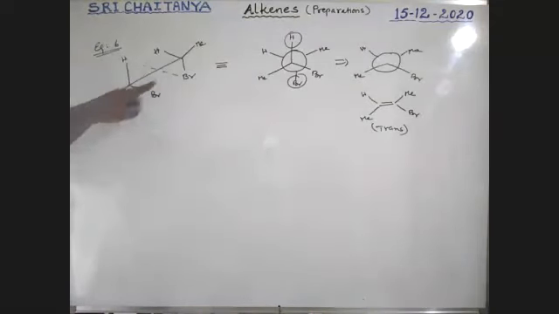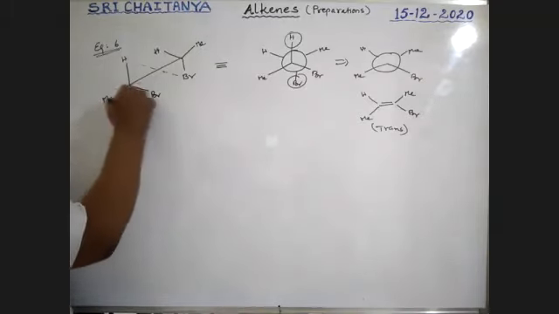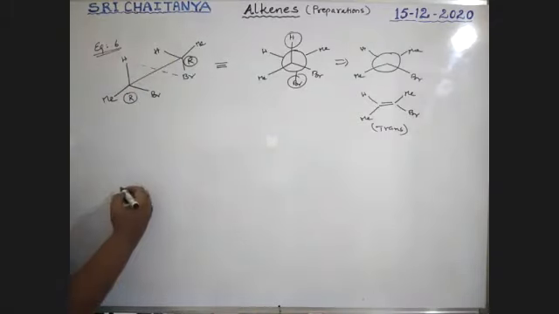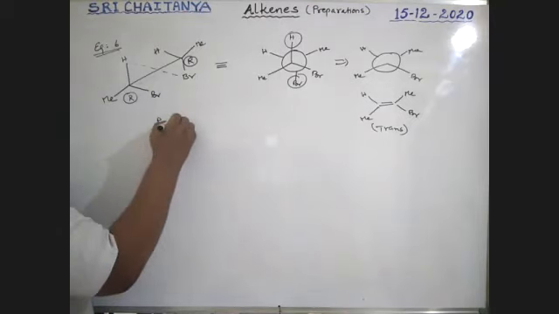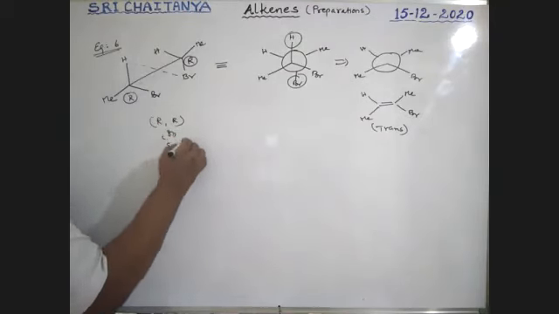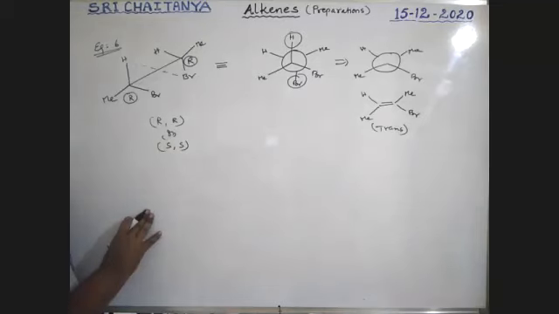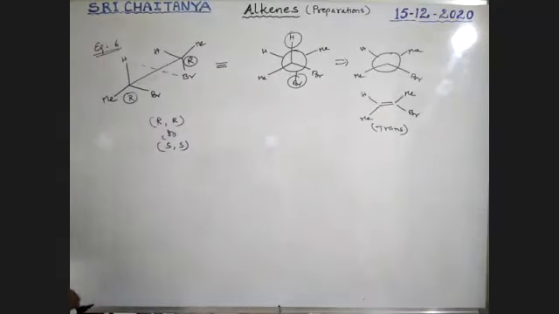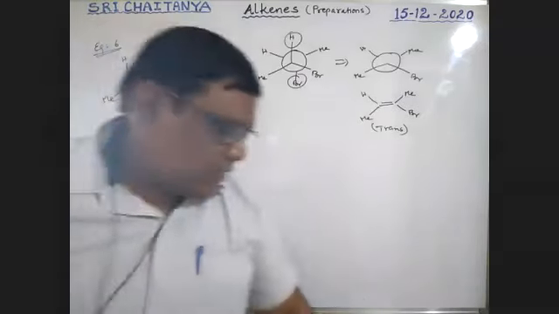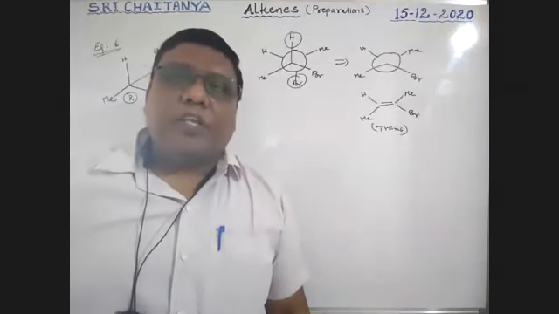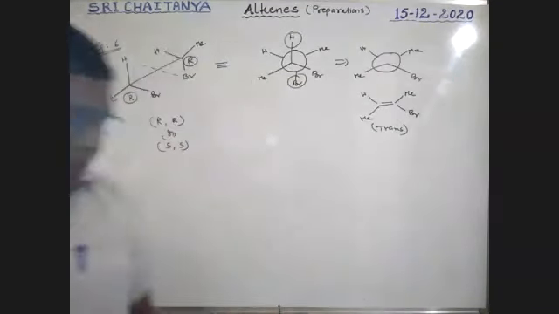So here this is R configuration. This is also R configuration, boys. That means if R and R configuration or S and S configuration are there, trans is the product. Very, very important. If syn elimination is there, cis is the product. Syn elimination gives a cis product. Very, very important.